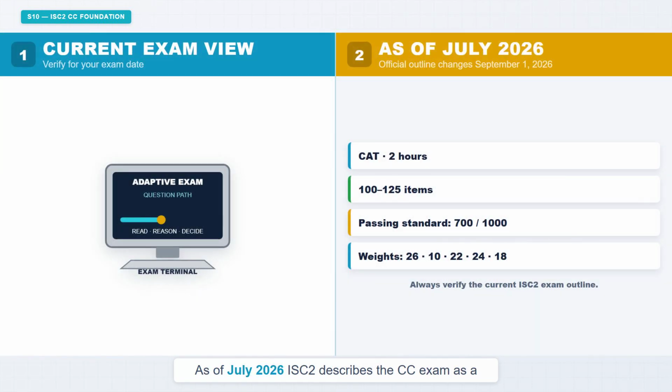As of July 2026, ISC2 describes the CC exam as a computerized adaptive test with 2 hours and 100 to 125 items. The passing standard is 700 out of 1,000. Current domain weights are 26, 10, 22, 24, and 18%. ISC2 has announced a revised outline effective September 1, 2026. Verify the official outline for your exam date.